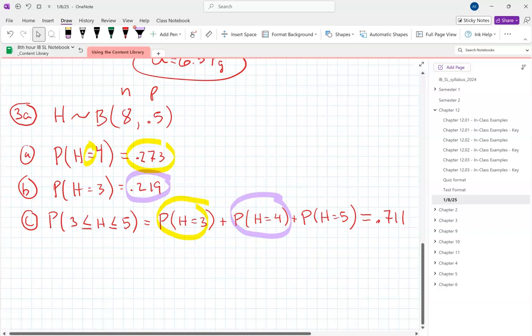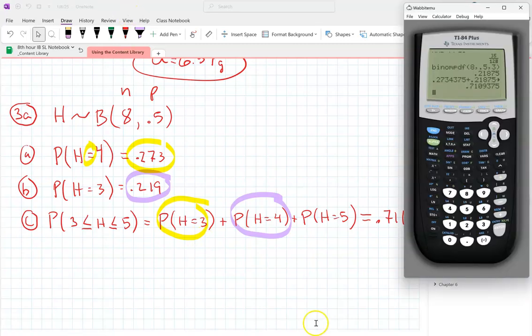Does that feel okay? If I wanted to do this as a CDF, let me show you the problem with that. Look at the inputs. Does it give you an upper and lower here? No.